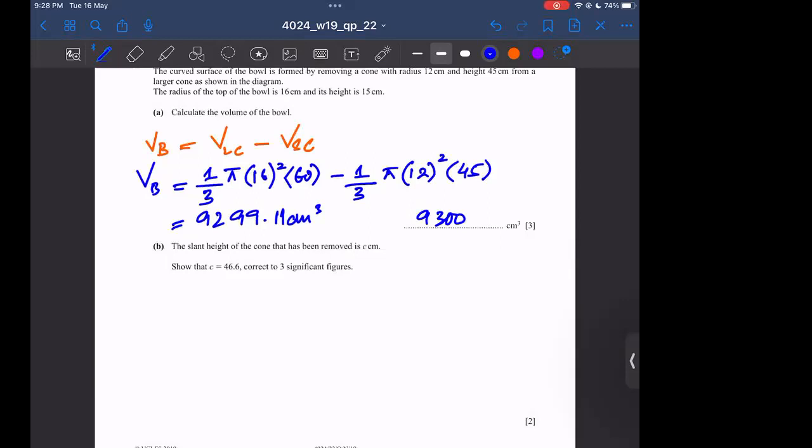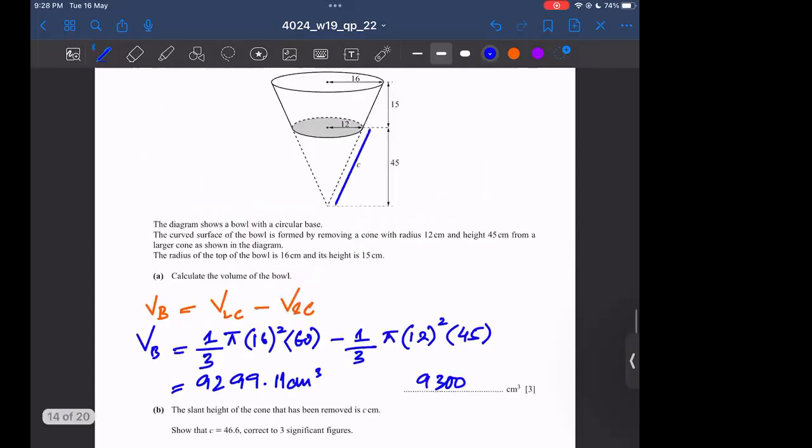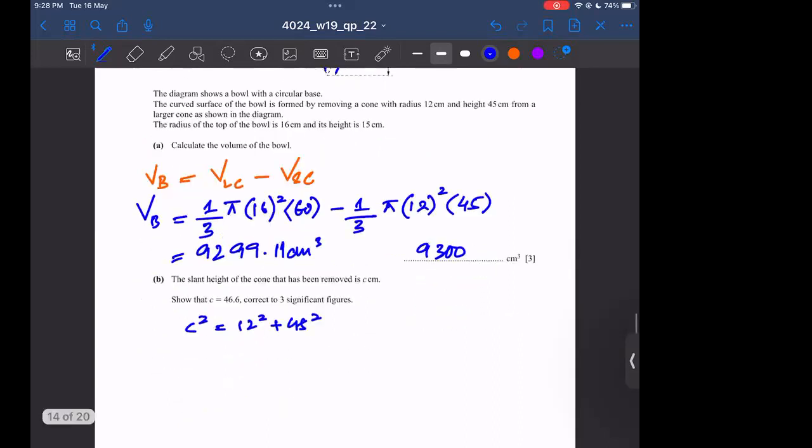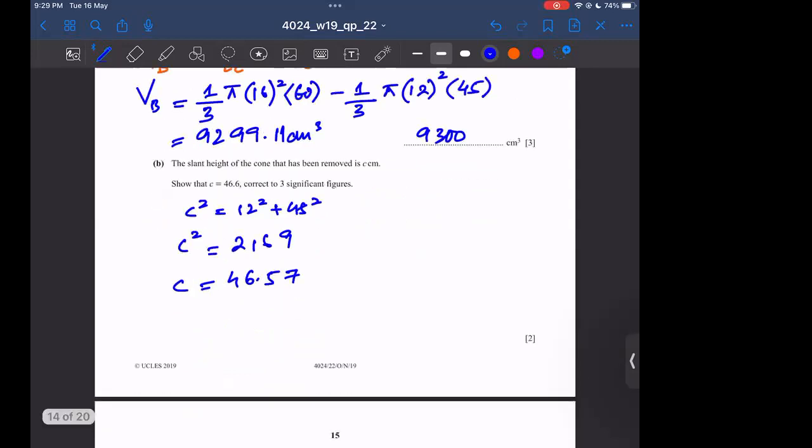Now this C over here, first thing first, we have this right angle triangle in the cone. So C is going to be considered as a hypotenuse. So C square is going to be equal to 12 square. And what is the height of the smaller cone? That is 45. After squaring and adding, you get the square root. So you got the square root, it becomes 46.57. You got 46.6 up to 3 figures.